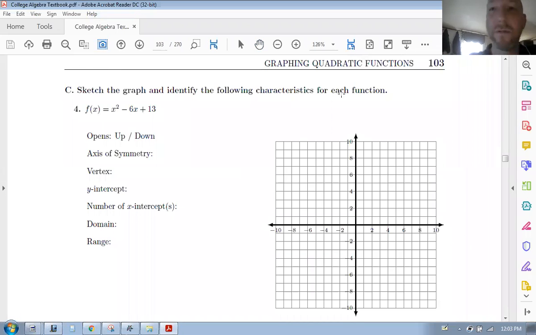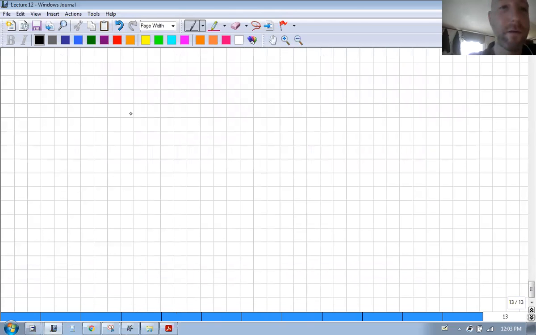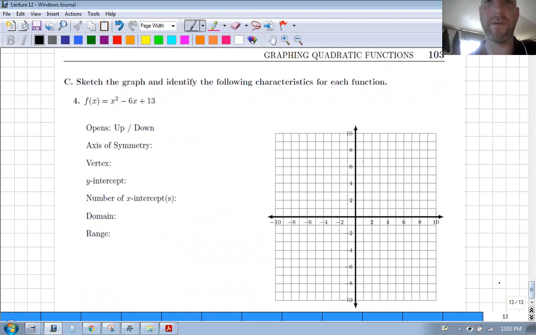Do some more examples. All right, sketch the graph and identify the characteristics. Does it open up or down? Well, the A here is 1, which is positive, so it opens upward. Our axis of symmetry is at -b/2a. So we got -6 over 2 times 1, so that's a +3.